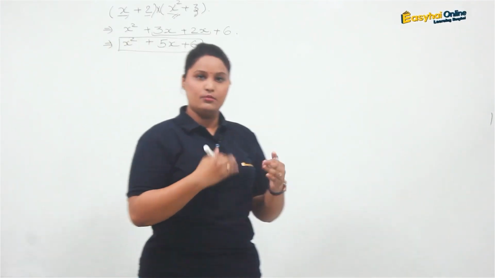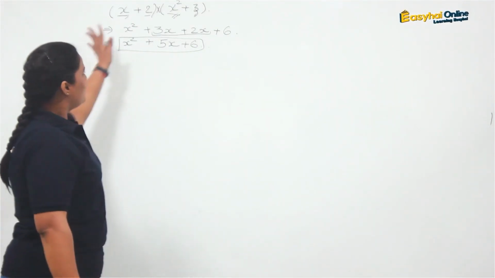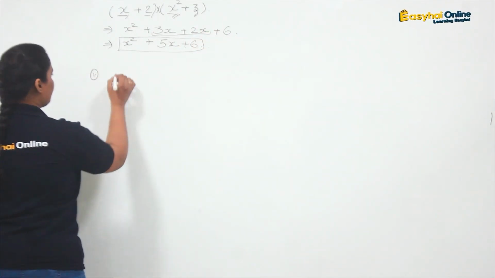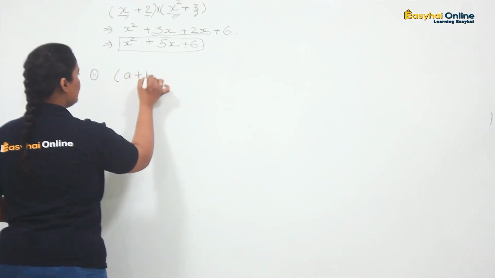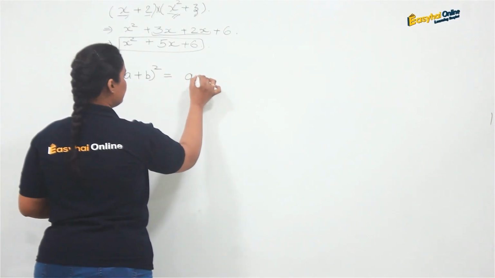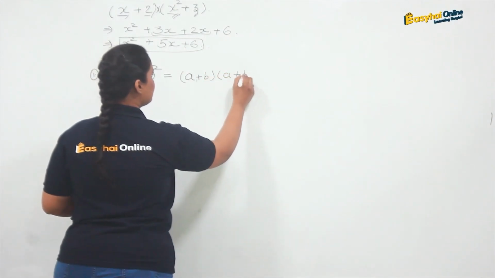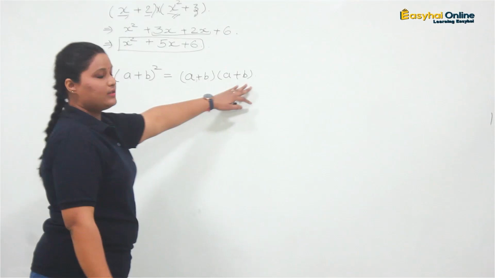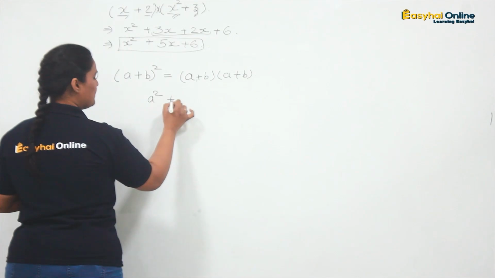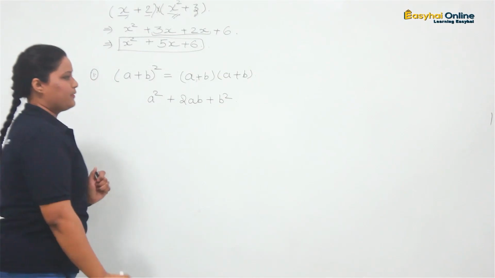Now we will move ahead to the identities, some very basic identities to learn about this kind of multiplication. Number 1: a plus b whole square means I can write it as a plus b into a plus b. When we solve this kind of question, the resultant value will come as a square plus 2ab plus b square.